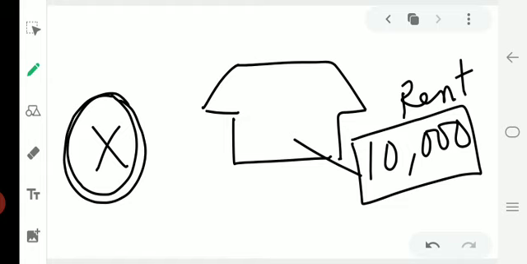So if he takes a building on rent and he pays 10,000 rupees rent, then rent will be included in the national income, because this is what? A factor income. This is a part of your operating surplus, as you all know it, right? In income method we calculate rent.